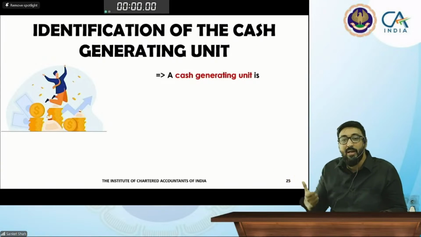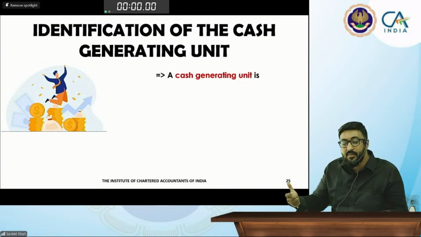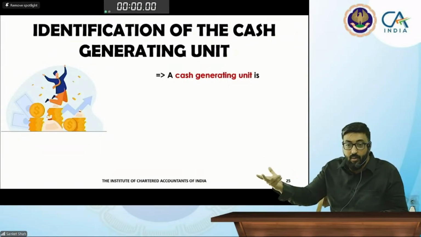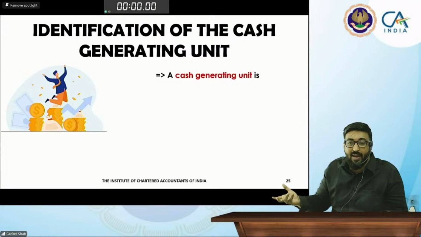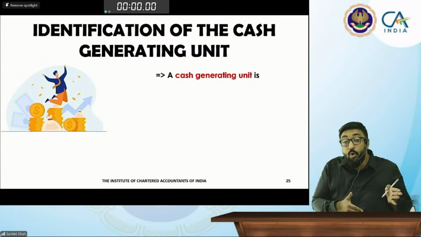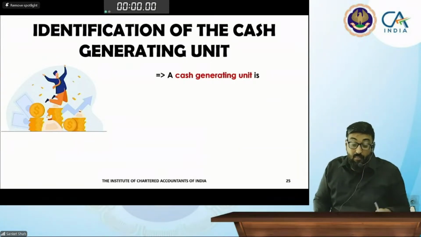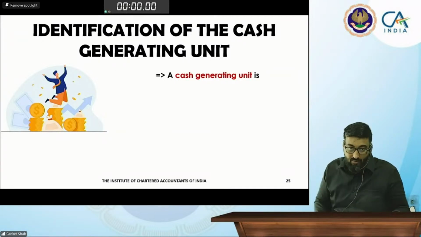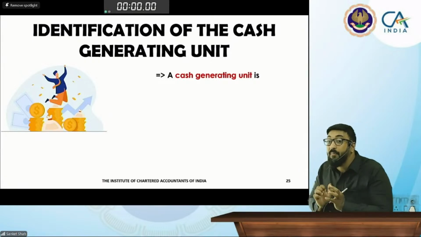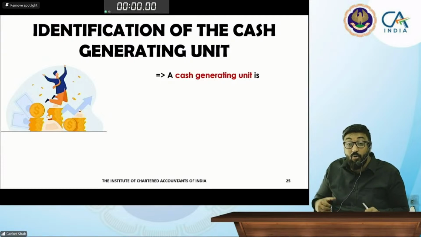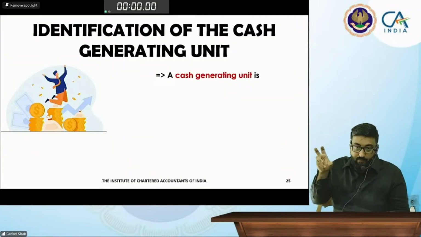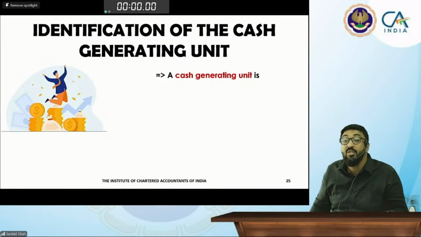So if I calculate value in use, or if I sell that asset in the market, it might happen that my book value is more, because that single asset is of no use alone. But when that asset is used in the group of assets, it is useful. It is giving you inflow and support. Therefore, we will not calculate single asset impairment. Here you have to see the overall unit, which is called a cash generating unit.